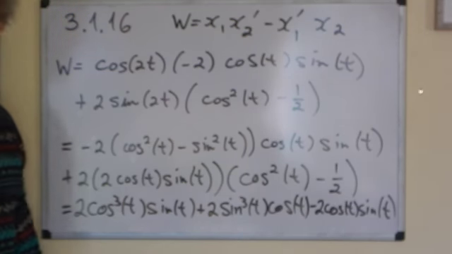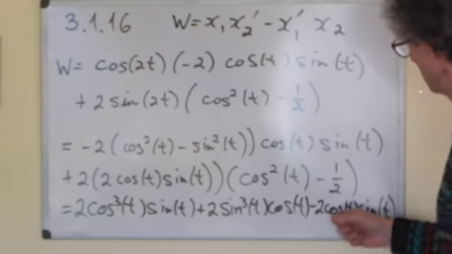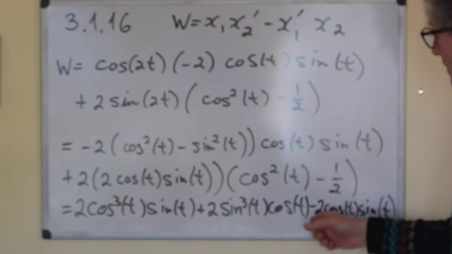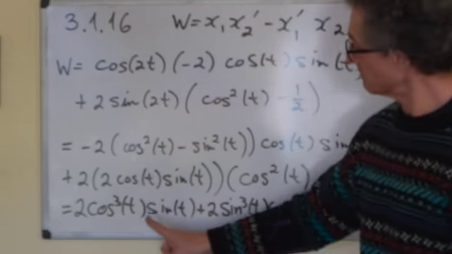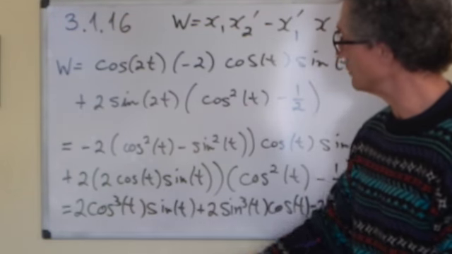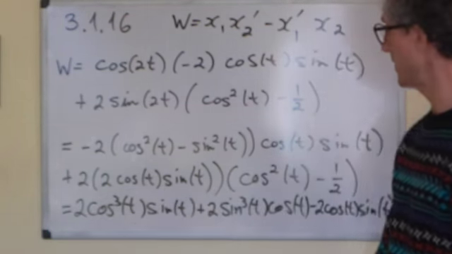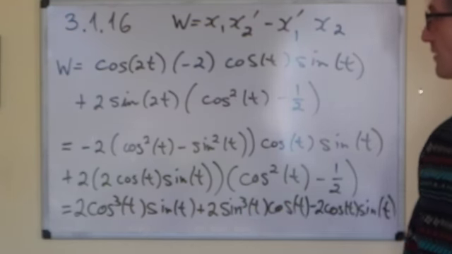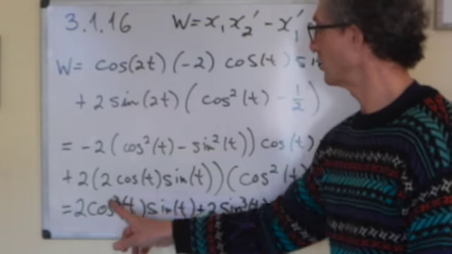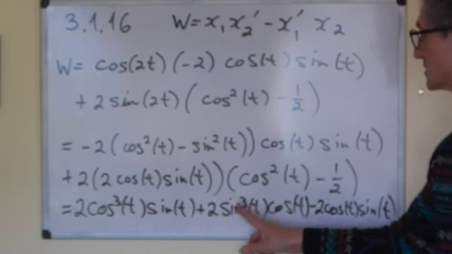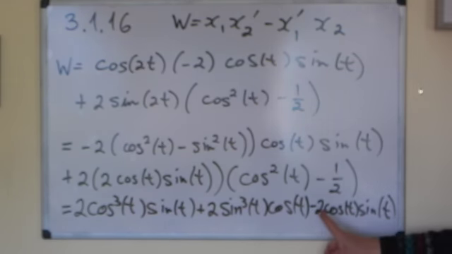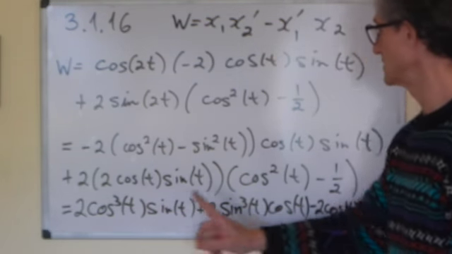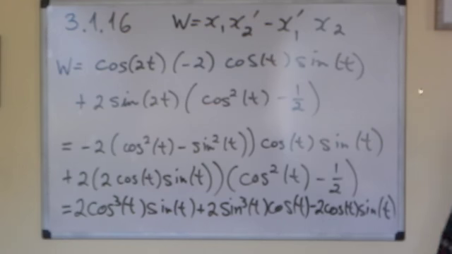So let's think about this now. We have cosine t sine t multiplying minus 2. And here we have cosine t sine t multiplying 2 cosine squared. And here we have cosine t sine t multiplying 2 sine squared. So we have 2 cosine squared plus 2 sine squared. That gives us 2 minus 2, which gives us 0, multiplying cosine t sine t throughout. And so 0 times cosine t sine t is 0.